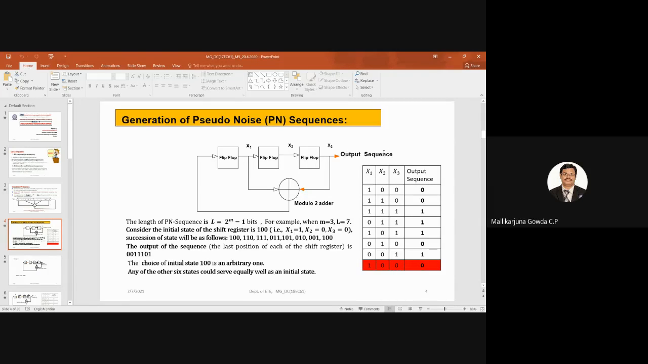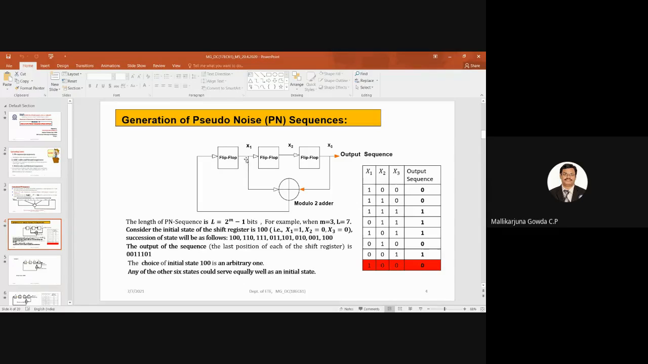Then when I apply a clock pulse, the bits get shifted, and here I am doing the modulo 2 operation, that is X1 XOR X3. What is the value of X1 here? It is 1, and X3 is 0. So 1 XOR 0 will be 1, and that 1 will be fed to flip-flop 1. So I am getting 1, and whatever was in X1 has been shifted to flip-flop 2. So I get 1, 1, 0.